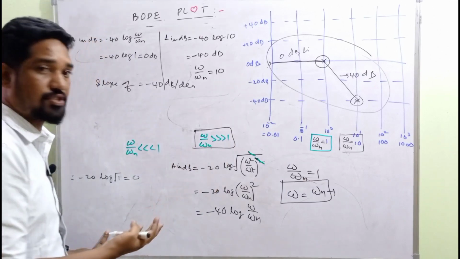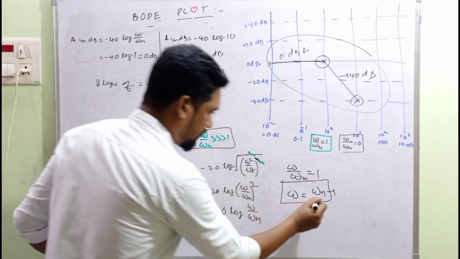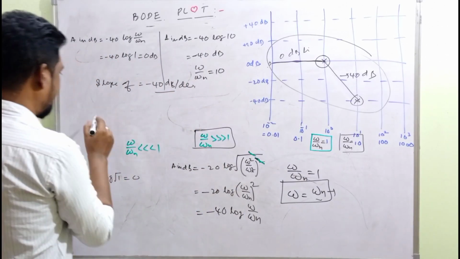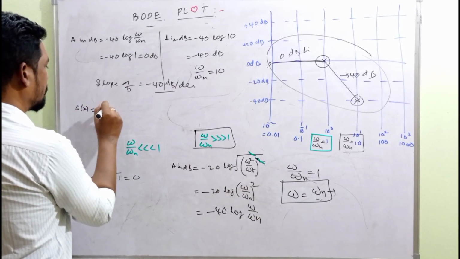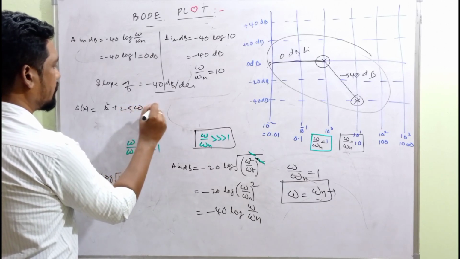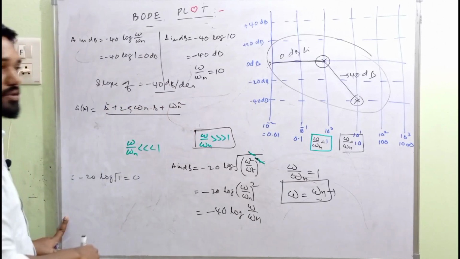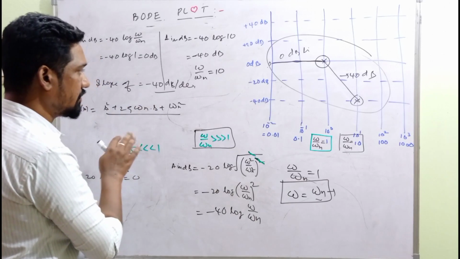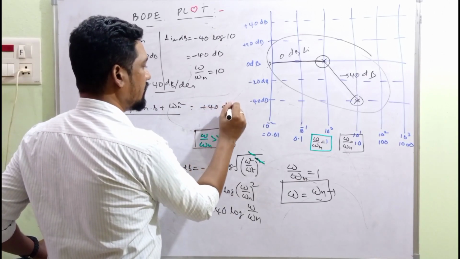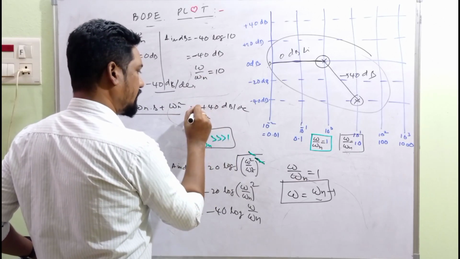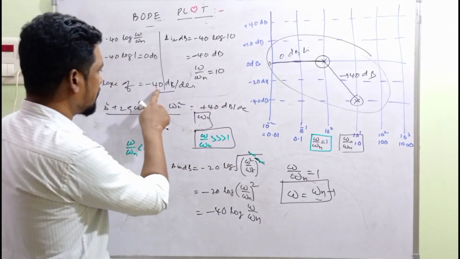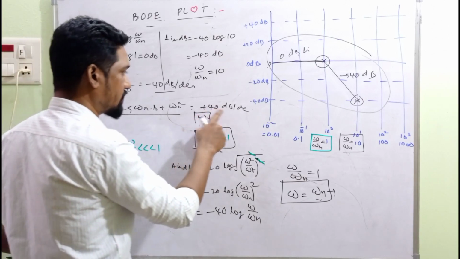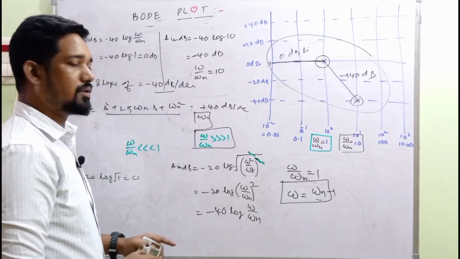The factor is a quadratic expression in the denominator, and the corner frequency is omega n, and the total slope is minus 40 dB per decade. Guys, if we have G of s equal to 1 by s square plus 2 zeta omega n s plus omega n square in the denominator. If this is in the numerator, the slope will be plus 40 dB per decade, and again omega n will be the corner frequency of this factor. Minus 40 dB per decade if the quadratic expression is in the denominator. If the quadratic expression is in the numerator, the total slope will be plus 40 dB per decade, and again omega n will be the corner frequency.